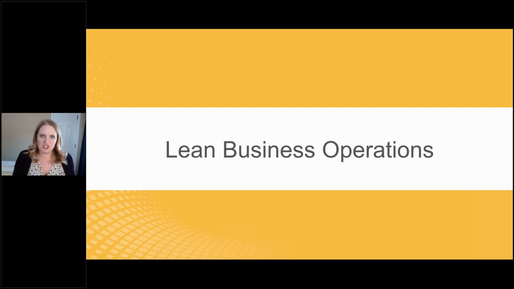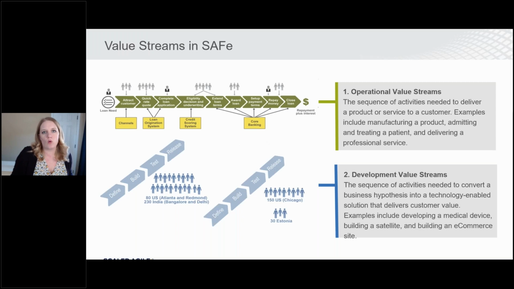Lean business operations. This is all about understanding, as it said in the previous slide, what are called our value streams. And in any of our organizations that are building solutions, there's two types of value streams. There's operational value streams. And this operational value stream, this is the series of steps that our customers go through to get value. It's the series of steps and the people to get from what we call concept of I want something to cash.